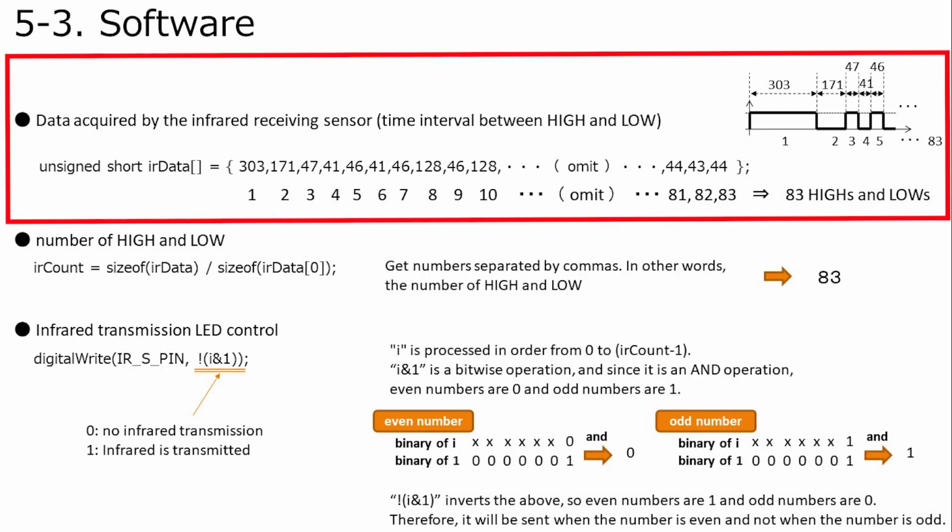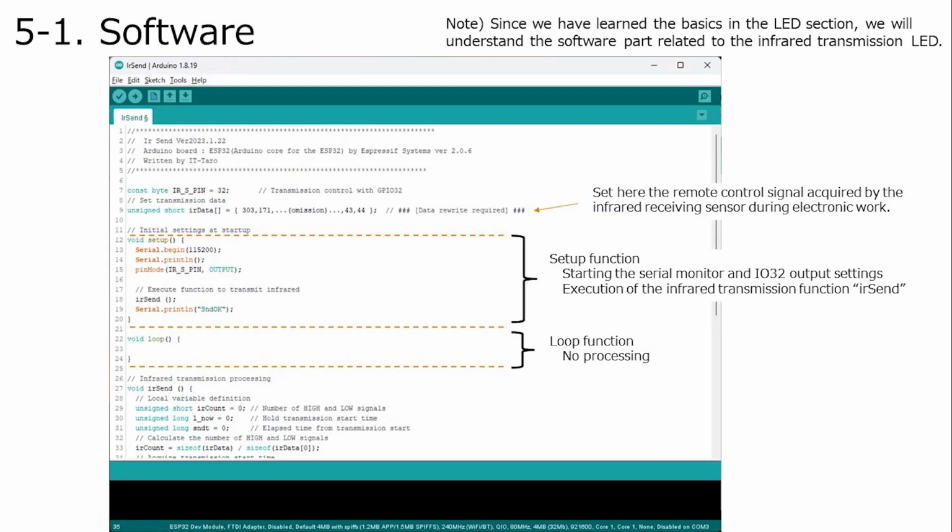This information is the time with and without signal expressed in 10 microsecond units. In other words, 100 is 1 ms. There were 83 numbers in the Panasonic lighting signal used here. Return to the program. The setup function starts.